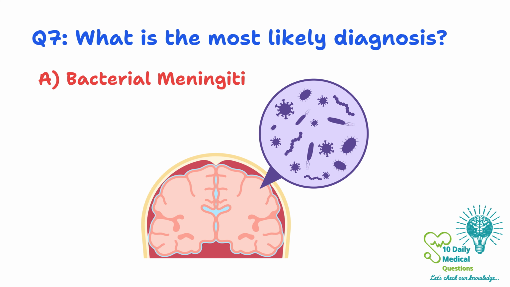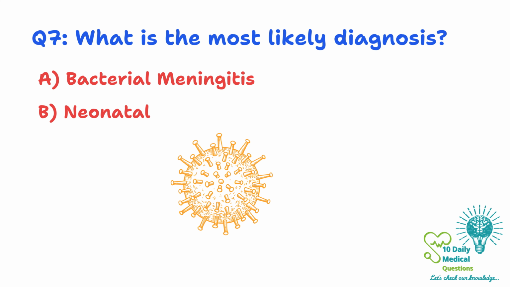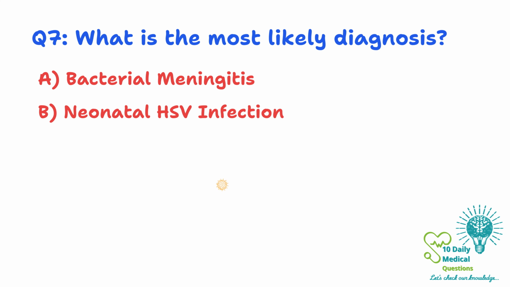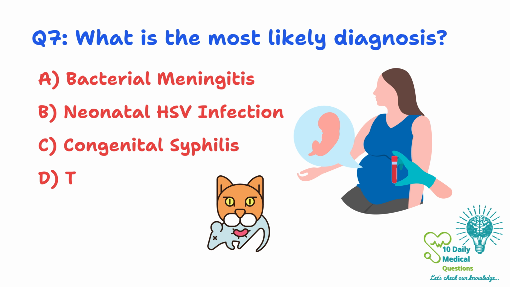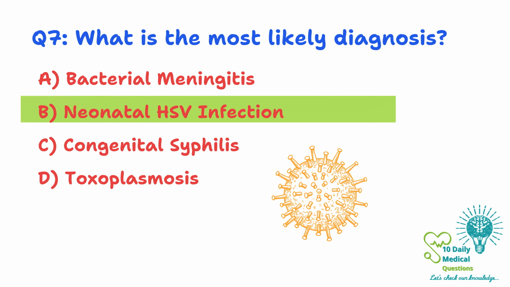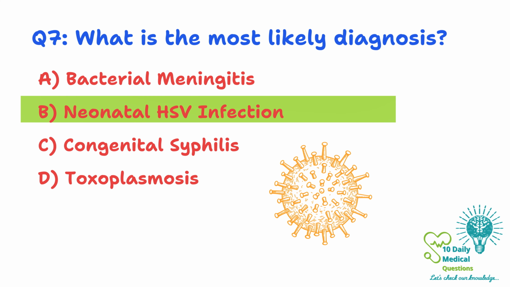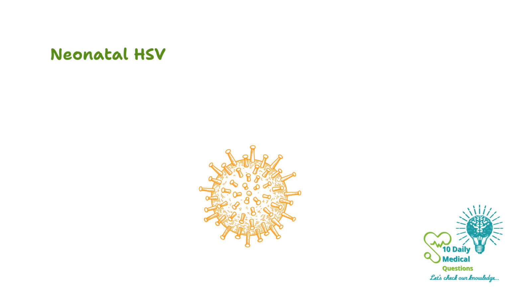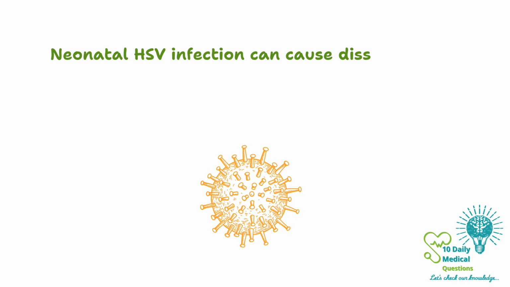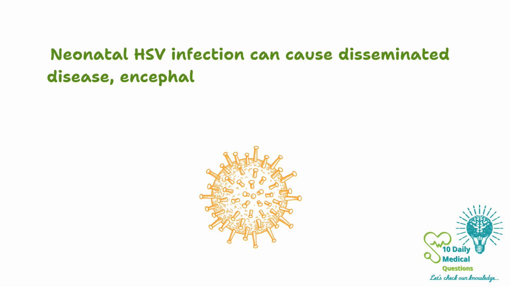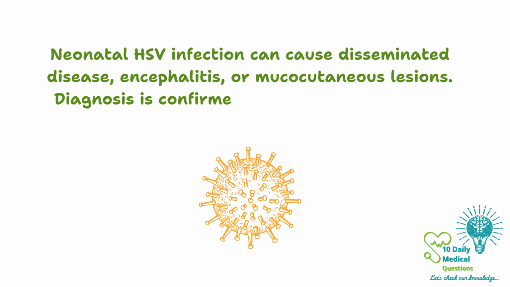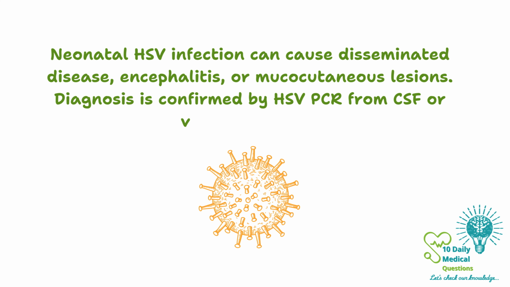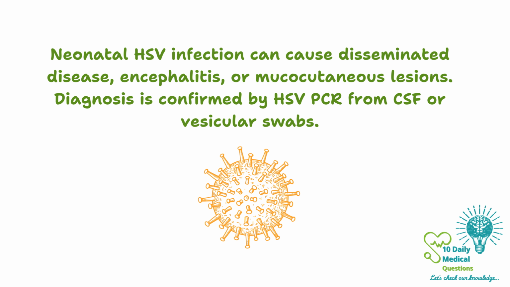Option A, bacterial meningitis. Option B, neonatal HSV infection. Option C, congenital syphilis. And option D, toxoplasmosis. Answer option B, neonatal HSV infection. Neonatal HSV infection can cause disseminated disease, encephalitis, or mucocutaneous lesions. Diagnosis is confirmed by HSV PCR from CSF or vesicular swabs.